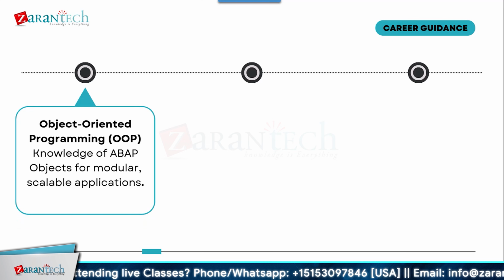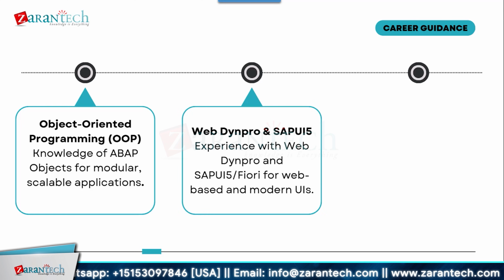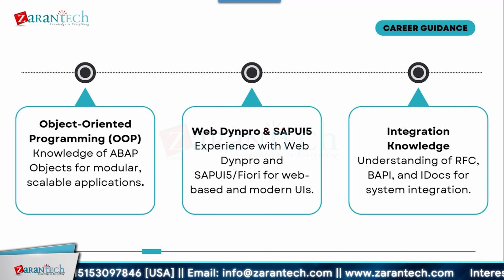Now comes OOP in ABAP, or object-oriented programming in ABAP, which is also an essential thing for creating modular, scalable applications. So think of it as building a house. Instead of starting from scratch each time, you create the reusable components like doors and windows that can fit into different houses. So here, ABAP objects allow you to define classes, objects, and methods, making your code cleaner and easier to maintain.